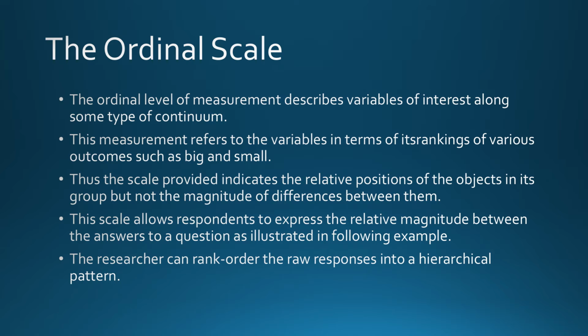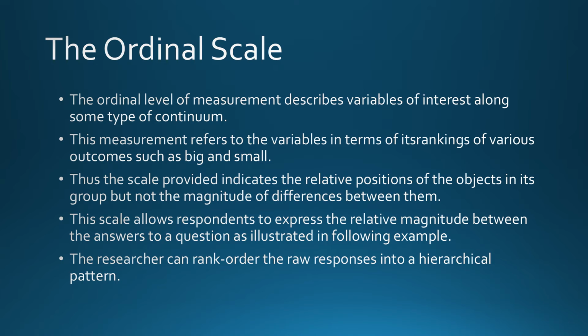The ordinal scale. The ordinal level of measurement describes variables of interest along some type of continuum. This measurement refers to the variables in terms of its rankings of various outcomes such as big and small. Thus the scale provided indicates the relative positions of the objects in its group but not the magnitude of differences between them.